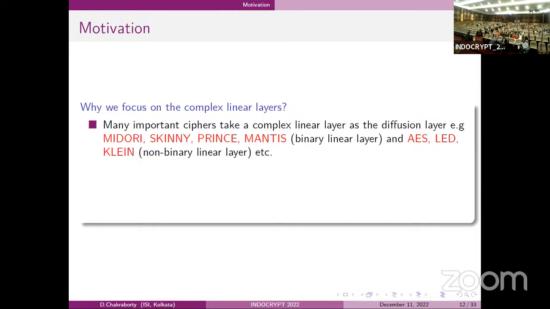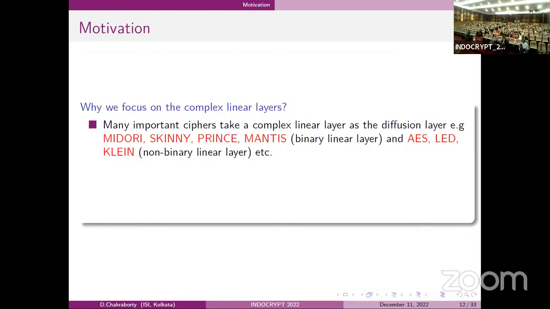That's one of our motivations: many important ciphers take a complex linear layer as their diffusion layer. So what do we mean by complex linear layer? For block ciphers, a complex linear layer means they have a mixed column operation. After the S-box and masking, they apply a mixed column diffusion matrix to the state, not only a simple bit permutation. We can divide this complex linear layer into two parts: the binary linear layer and the non-binary linear layer.